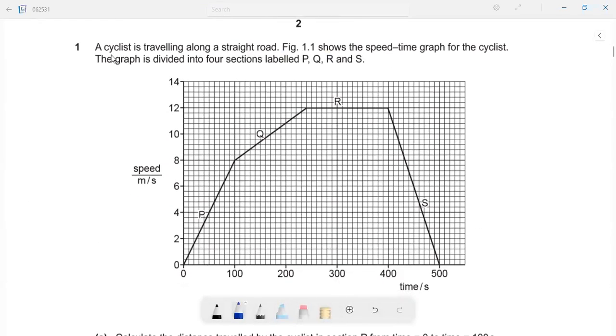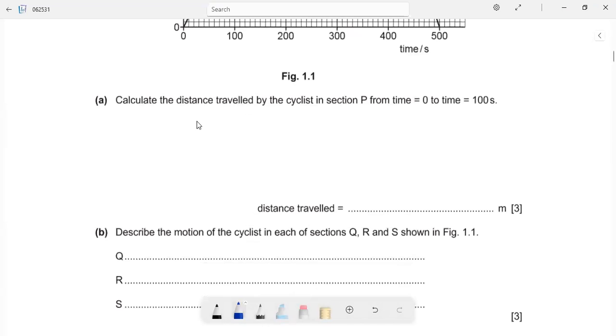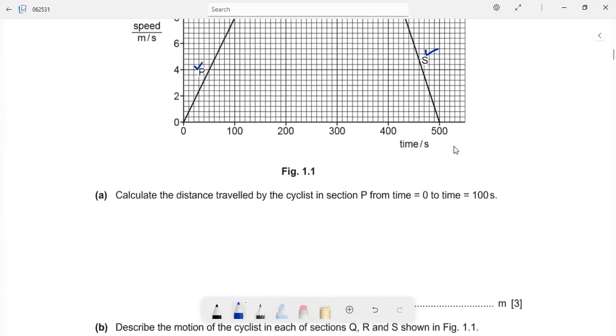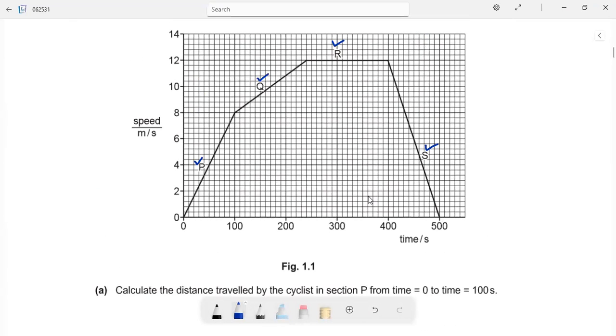The first question is: a cyclist is traveling along a straight road that is shown in figure 1.1. The speed-time graph of the cyclist is divided into four sections P, Q, R and S. Calculate the distance traveled by the cyclist in section P from time t equal to 0 to time 100 seconds.